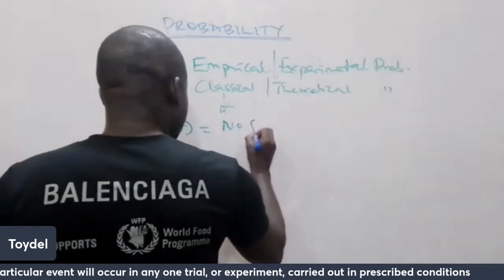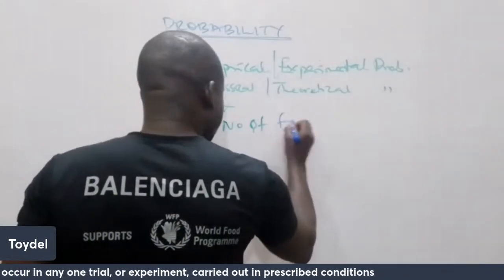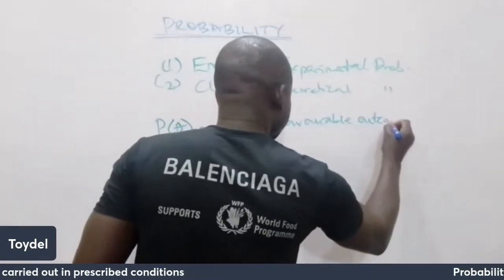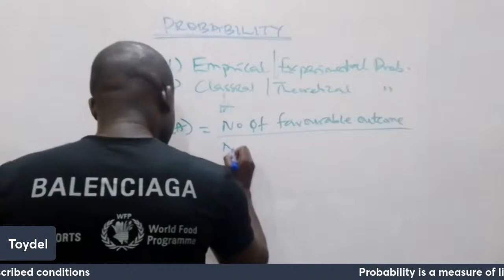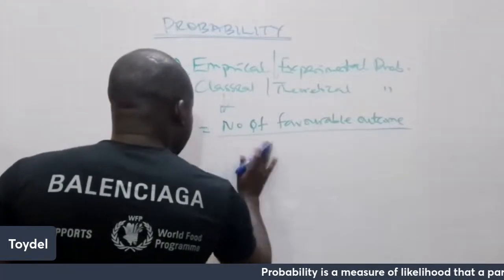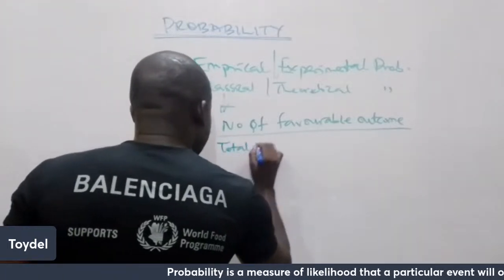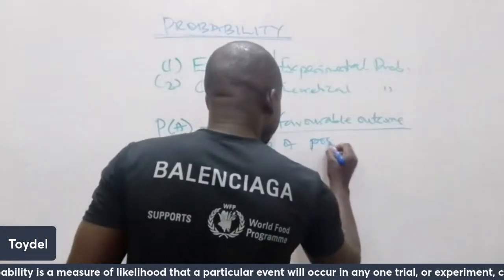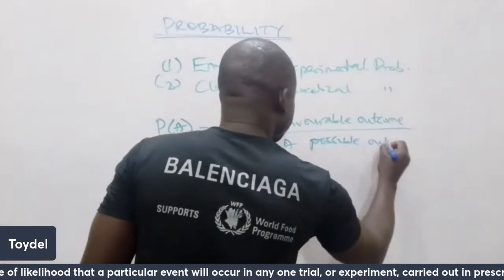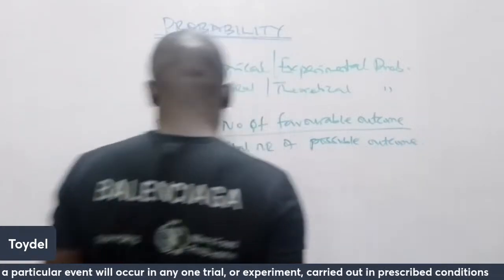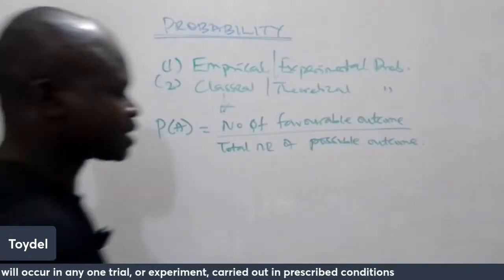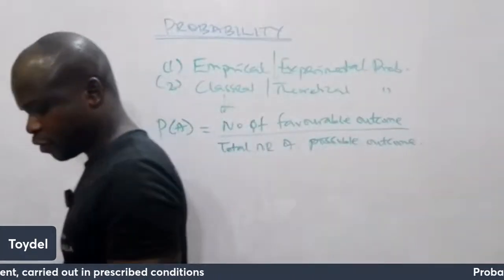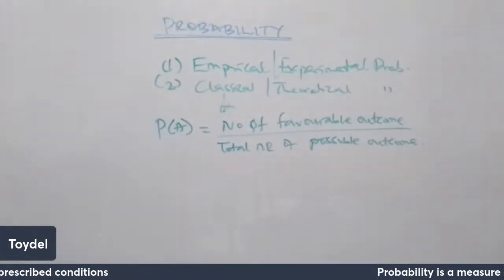number of favorable outcomes all over the total number of possible outcomes. So this is the formula that we use under classical or theoretical probability. That's what we are going to have.